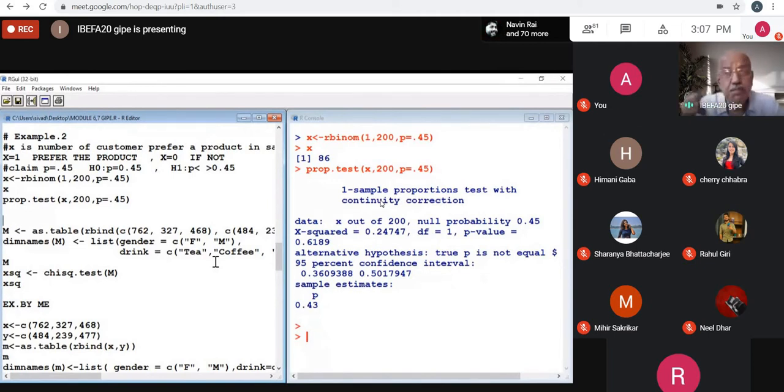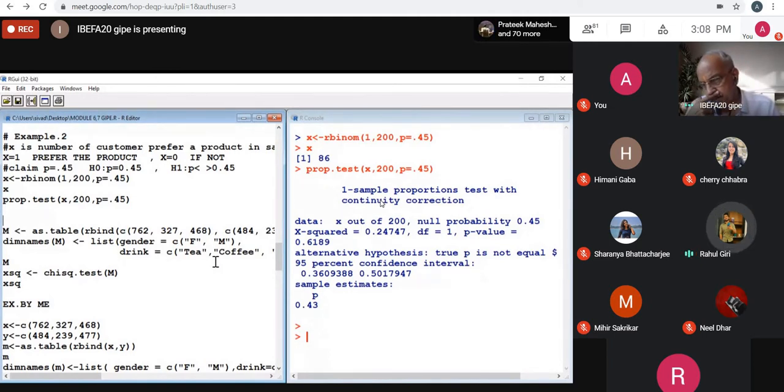From the research point of view, to improve the quality of the product, and to attract more and more customers to buy the product, customer preference is analyzed. Customer preference analysis is a proportion test.